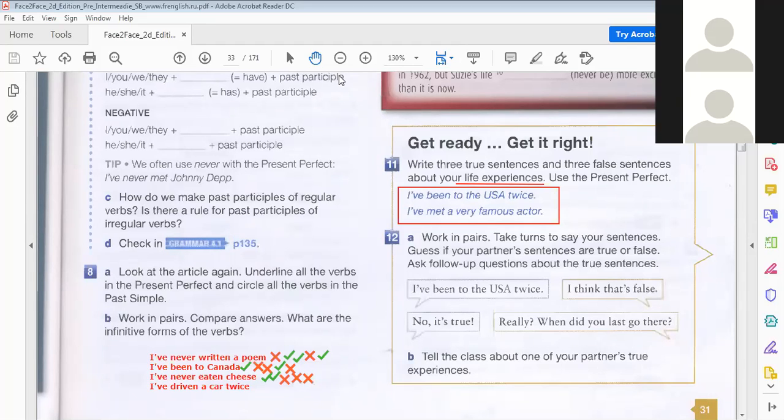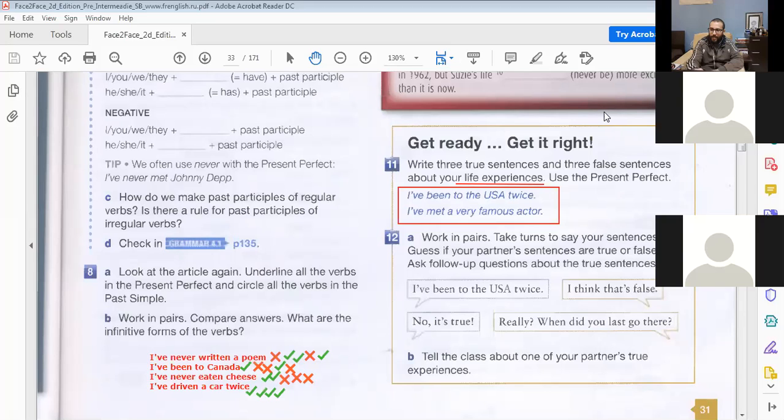Okay, and last one, I've driven a car twice. What do you think? Who thinks this is true? Who thinks it's false? Okay, Suhaib thinks it's true. Rashid, true. Any other? I think true. Selma, also true. What do you think, Samiha? Do you think it's true that she's only driven a car twice? Or do you think maybe this is false?